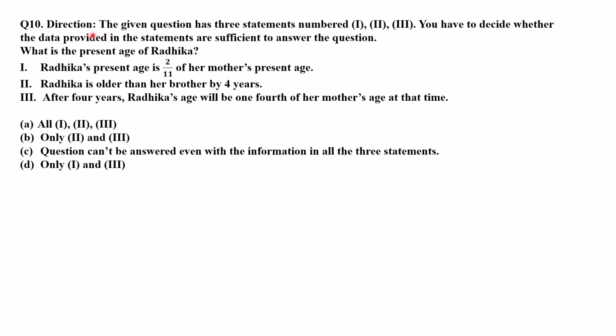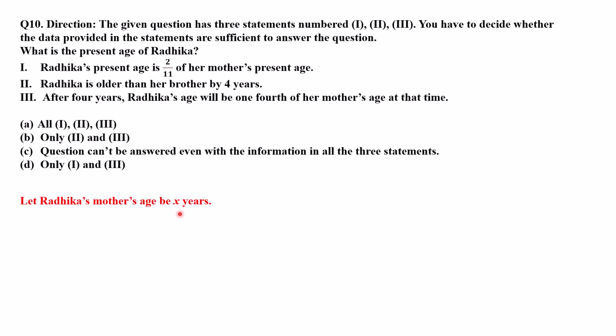Now question number 10. This type of question comes under data sufficiency questions. Okay. So here you can see three statements are given. Based on that you have to decide whether the question which is asked can be answered from these given statements or not. So the question is, what is the present age of Radhika? And three statements are given. Radhika's present age is 2 by 11 of her mother's present age, but we don't have any information about mother's age. So what I can do, let me assume, let the mother's present age be X.